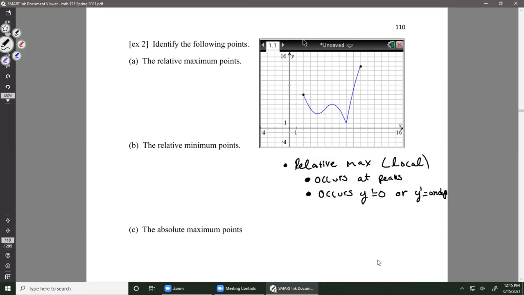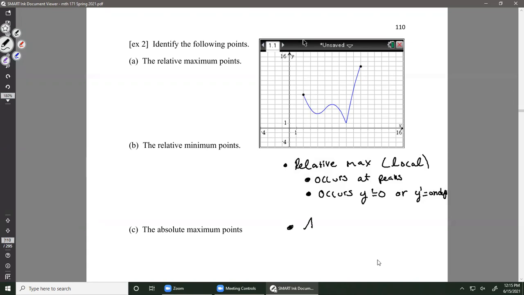The relative minimum occurs at valleys, and it also happens when y prime is 0 or y prime is undefined. So it's just like a max, except it's a valley. It goes from decreasing to increasing.